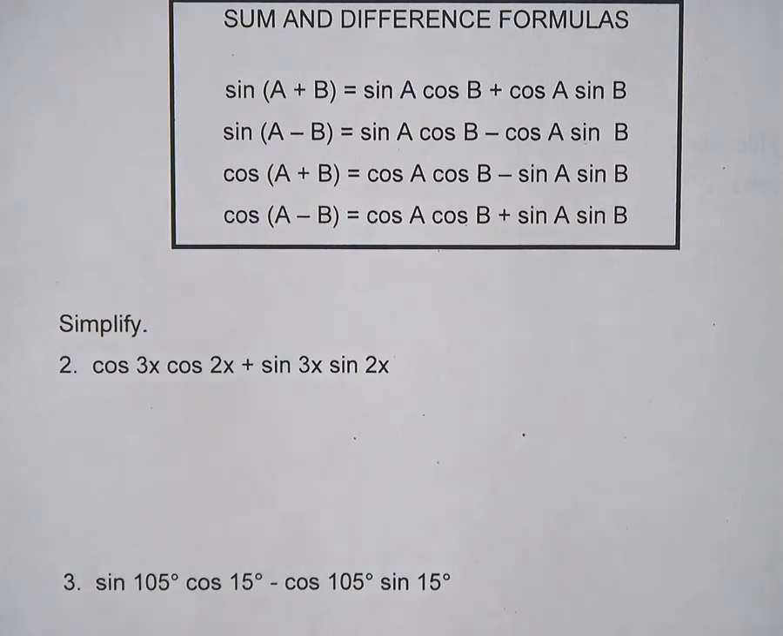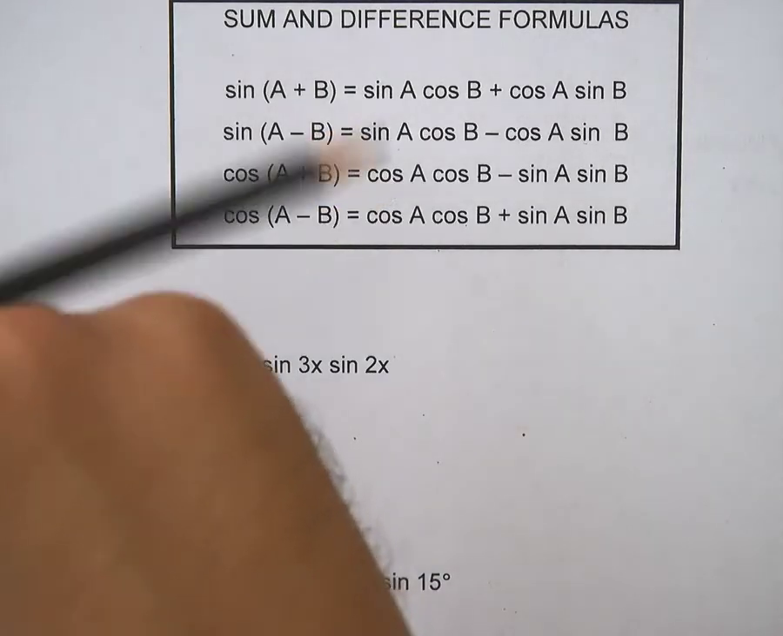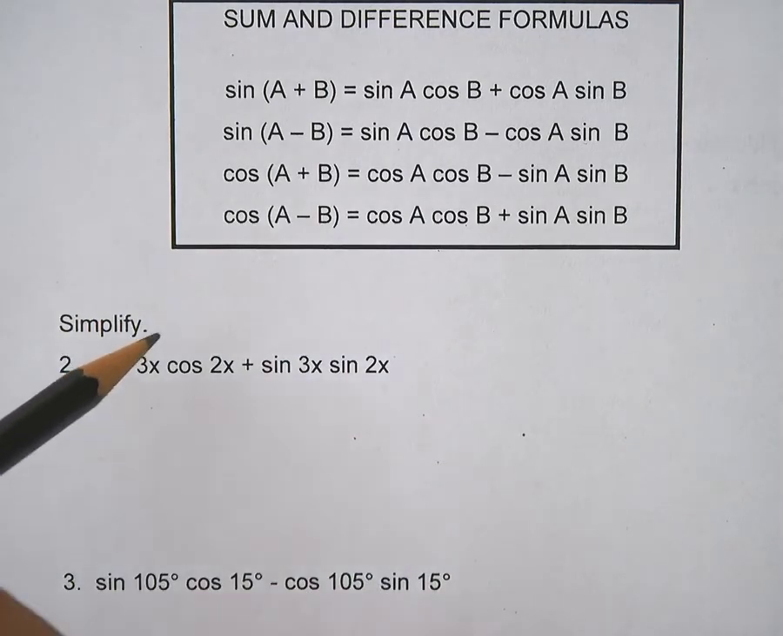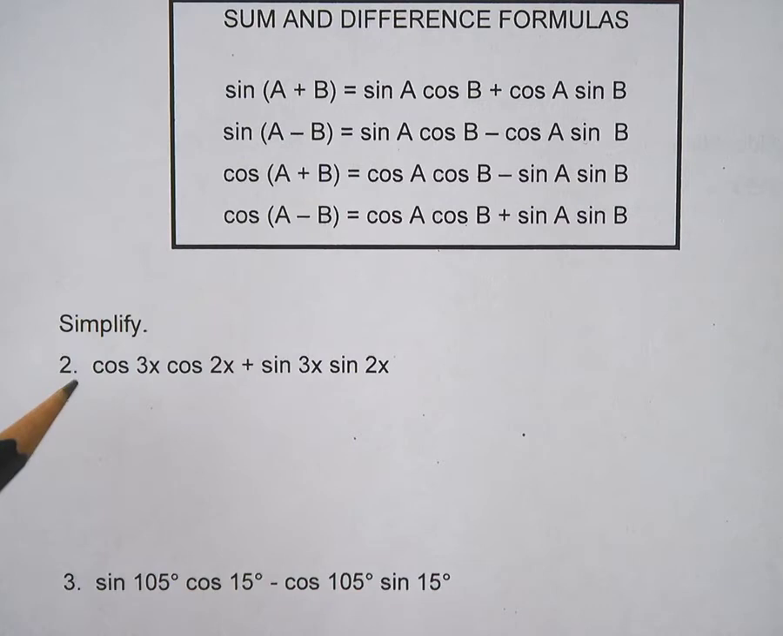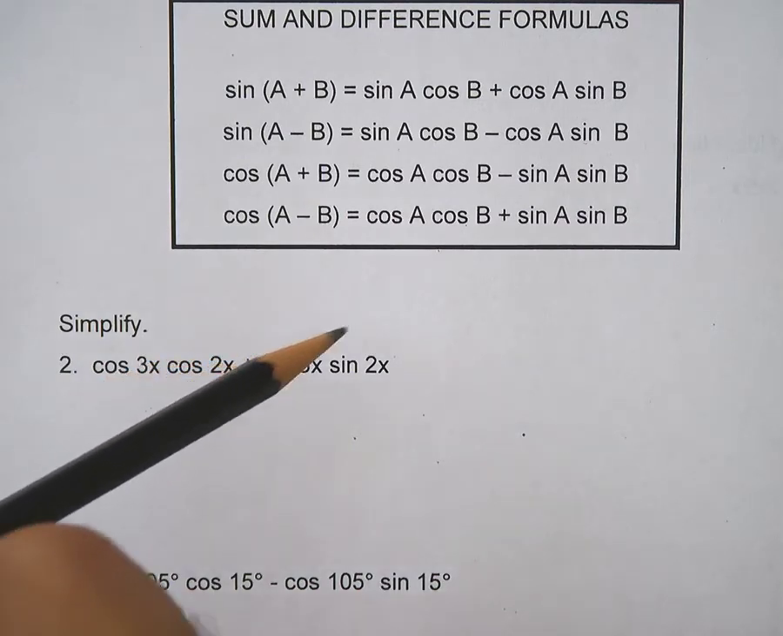So here's how we use these. Number 2 says to simplify cosine of 3x, cosine of 2x, plus sine 3x, sine 2x. What I'm going to do is look up here and say, does this format fit anything I have up here? I'm looking for a cosine, cosine, plus sine, sine.